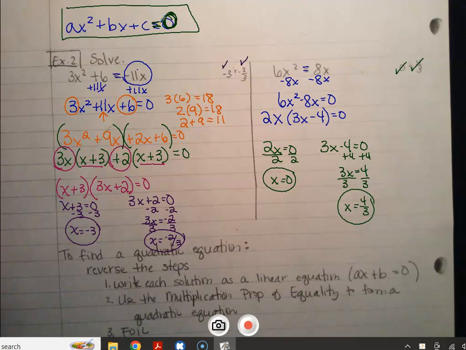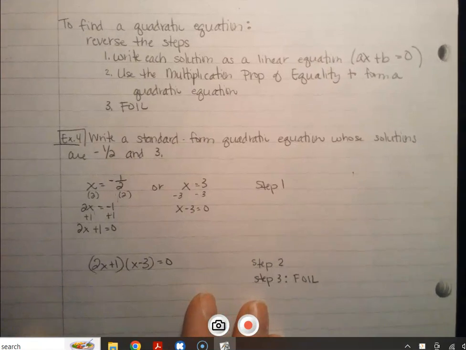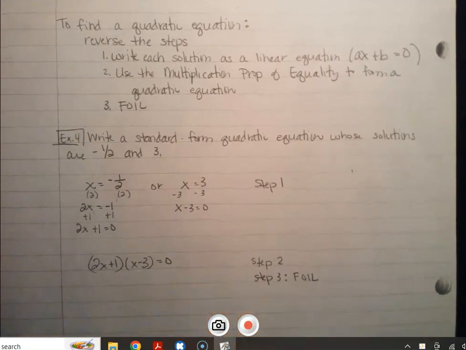All right, great work so far. Let's look at the next section. In this next section, we're going to be writing the equation. To find a quadratic equation, we're going to reverse the steps. We're going to write each solution as a linear equation, so ax plus b equals 0. Then we're going to use the multiplication property of equality to form a quadratic equation, and then we get to FOIL.